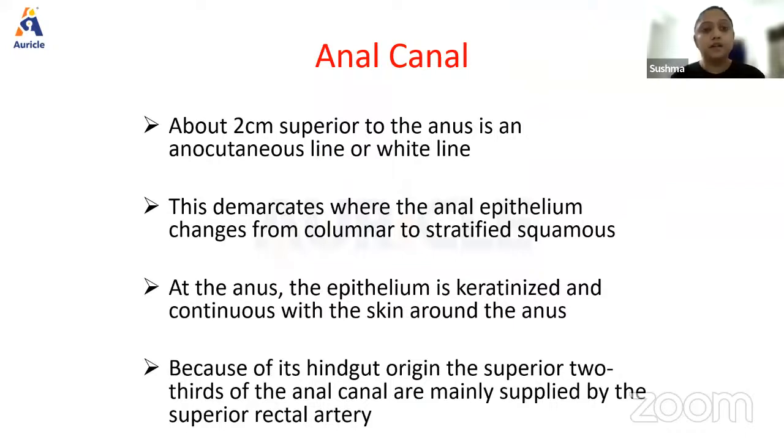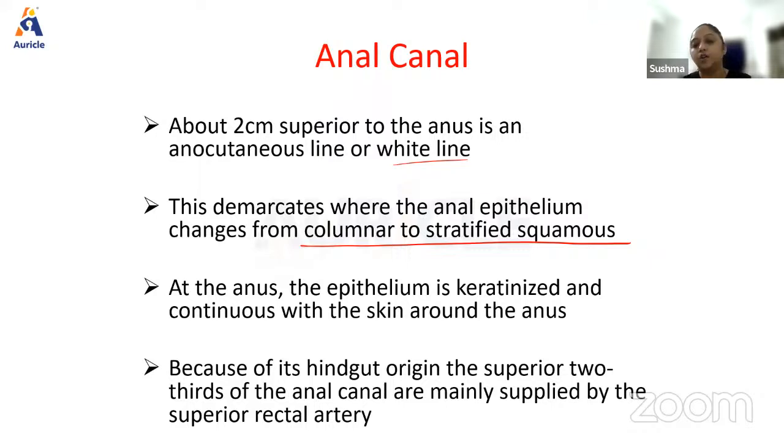About 2 centimeters superior to the anus is the anocutaneous line, or white line. The white line demarcates the anal epithelial change from columnar to stratified squamous. At the anus, the epithelium is keratinized and continues with the skin around the anus.